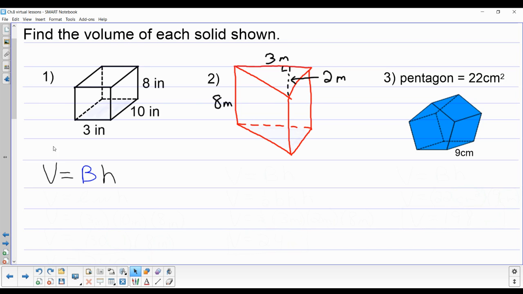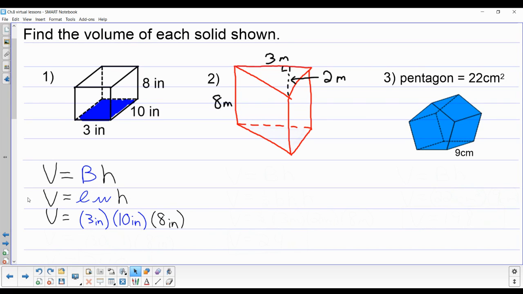So the first thing we do is we write the formula as I did here. Second, you plug in. Now, for number one, your base is a rectangle. So I'll replace this formula with the volume is equal to length times width times height, which is the formula that you are probably used to when it comes to rectangular prisms. And then we plug in. The volume is equal to the length in this problem is 3, the width in this problem is 10, and the height in this problem is 8.